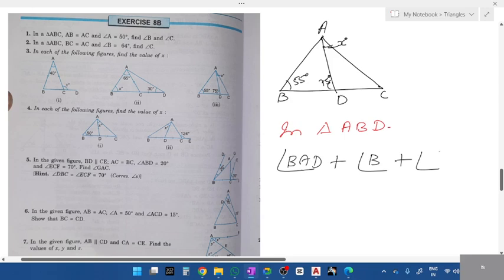First class I taught all this, right? How to write the angles, right? Angle B is equal to, yeah. Which formula is this? Interior or exterior? What formula is this? All the angles are inside the triangle.